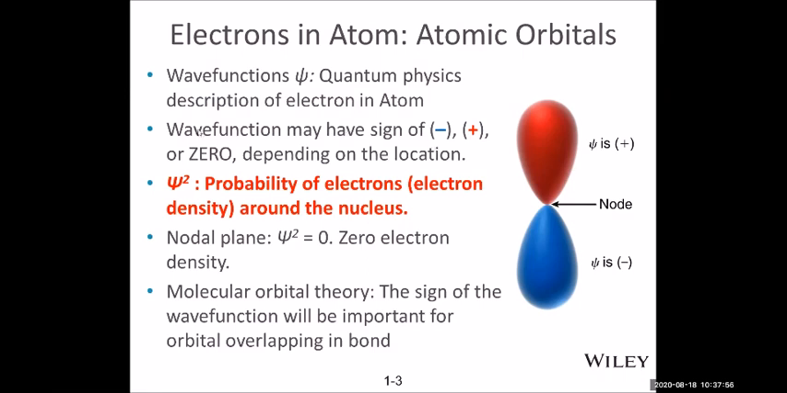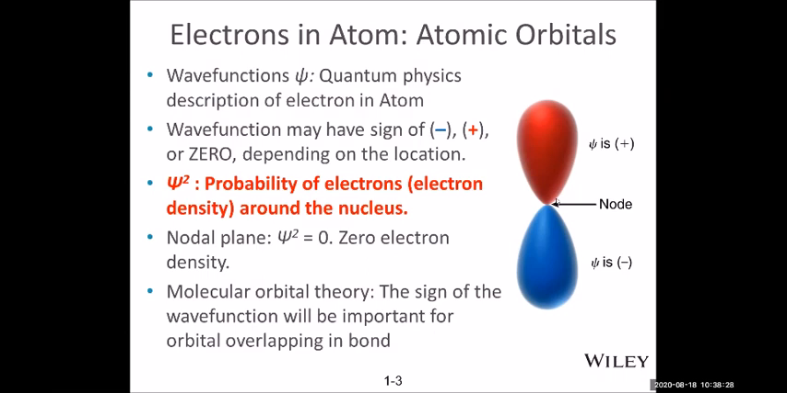The wave function is a mathematical function that has a positive or negative sign. So for example, if you look at a p orbital like this, a dumbbell shape, with the nucleus right in the middle, one half of the wave function, this area, has a positive sign, and the other half has a negative sign. In between, the electron density is 0, and this we call the node.